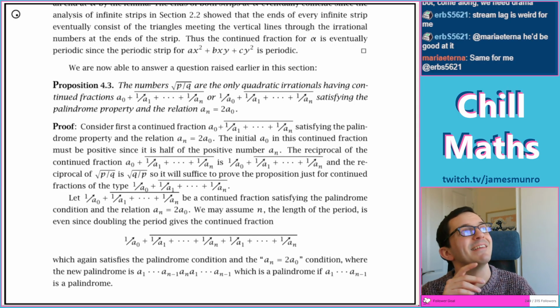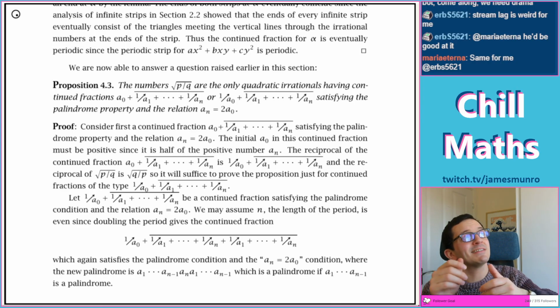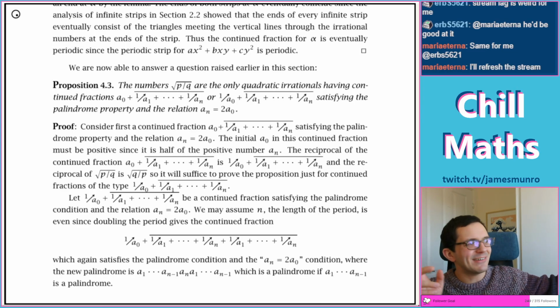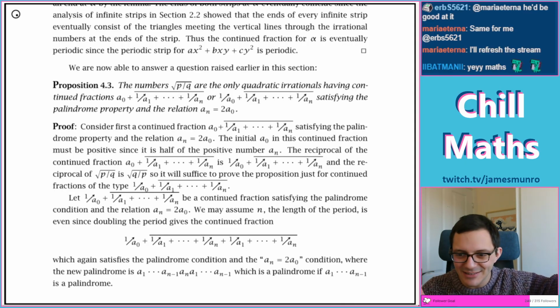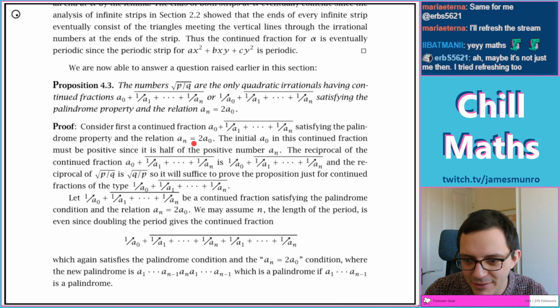And is the proof going to be something like, aha, these are exactly the properties needed to set up a periodic, symmetric strip in the Farey diagram, and we just analysed those as one of those. No? Oh my goodness, right, okay.